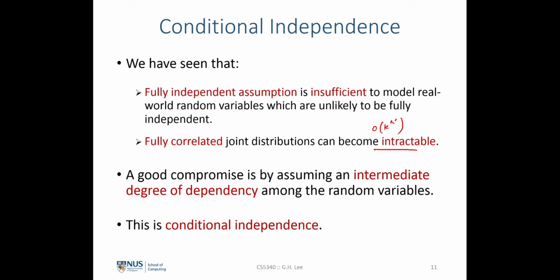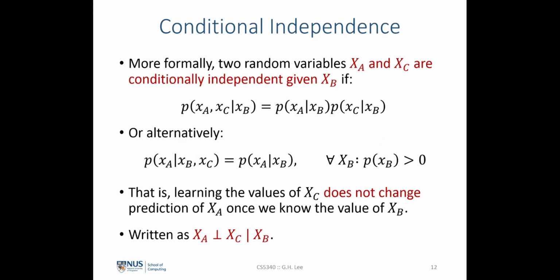It would be a good compromise to assume an intermediate degree of independence among the random variables, and this leads us to the concept of conditional independence. More formally, given random variables XA, XB and XC, we say that XA and XC are conditionally independent given XB if the probability distribution of XA and XC conditioned upon XB is equal to XA conditioned upon XB multiplied by XC conditioned upon XB.